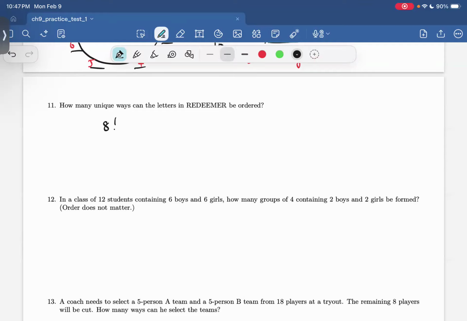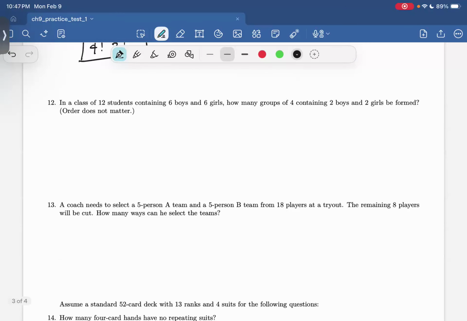So that means I can order them in 8 factorial ways, but I'm going to overcount, right? Because I have some repeated letters. I have E being repeated 4 times, so I'll overcount by 4 factorial in the E's. And then R is repeated twice, so I'll overcount by another 2 factorial. So that'll be my answer.